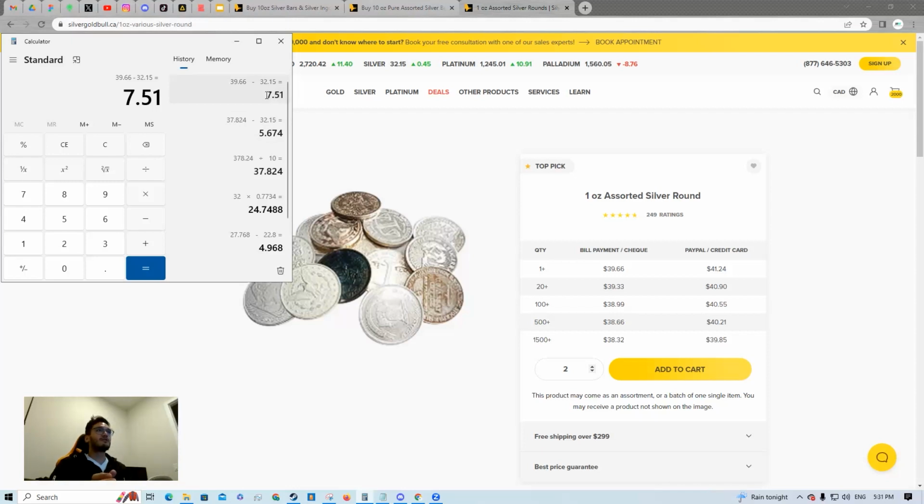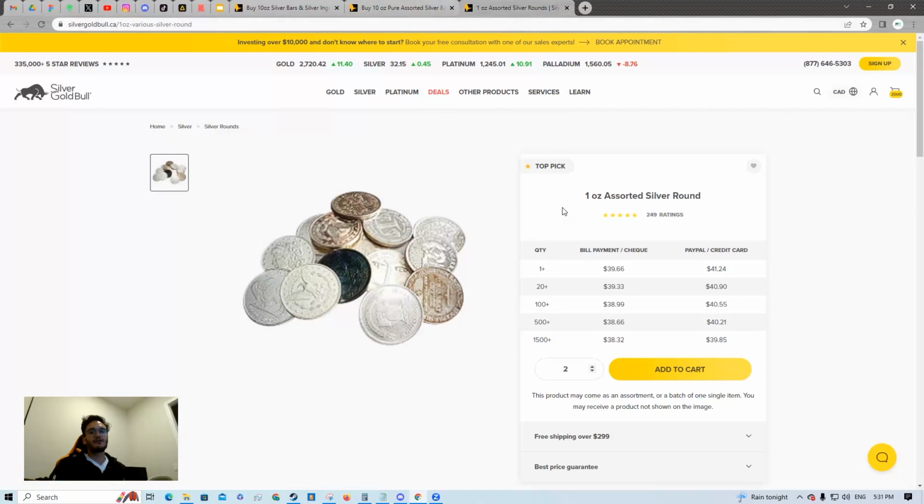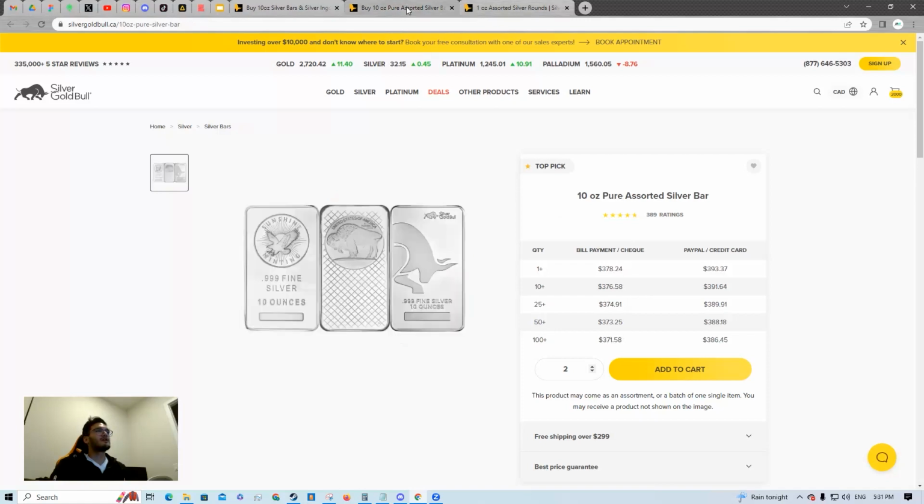So who has a lower premium? In this case, the 10-ounce assorted silver bar does versus the 1-ounce round. Again, why? Really, the cost for a dealer, and I know this firsthand because I do our purchasing, the cost that a dealer pays to buy any 10-ounce silver bar is less than a silver round. So if their cost is less on the 10-ounce silver bar, they're generally going to pass that savings on to the customer as well. So this is why they're selling the 10-ounce silver bar at a lower premium.